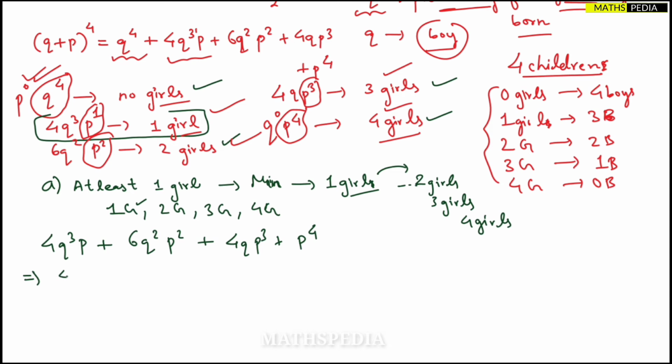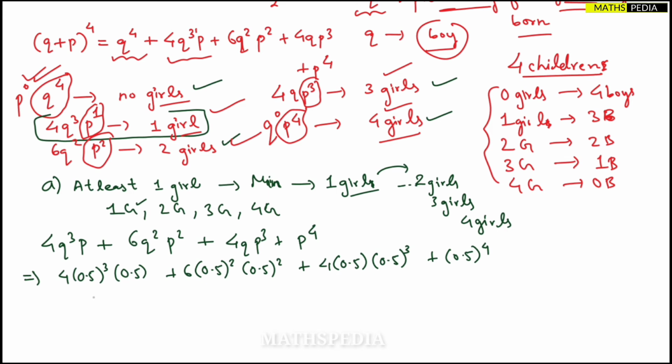So it will be equal to what? Q value is what? We can say 1 by 2. 1 by 2 is 0.5. So 4 into 0.5 whole cube into P value, which is again 0.5, plus 6 into 0.5 square into 0.5 square, plus 4 into 0.5 into 0.5 cube, plus 0.5 whole power 4. So adding all this, or I can just write the value of this also, that is equal to 0.25 plus 0.375 plus 0.25 plus 0.0625. So the answer will be equal to 0.9375. Okay, so this is the probability of at least one girl being born.